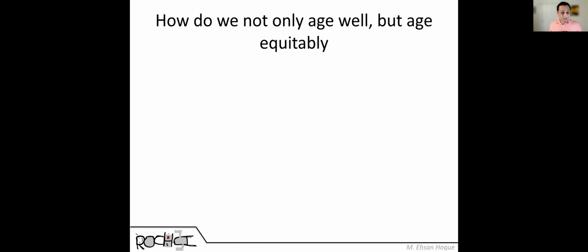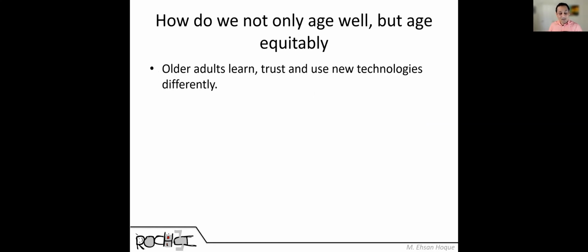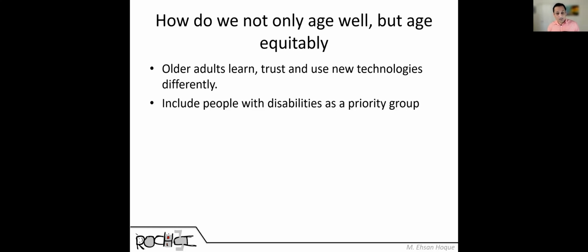I don't have an answer, but today in the context of computer science, I'll try to provide some intuitions for some of the research questions that I've outlined here. Older adults engage with technology very differently than anybody else, so there's an opportunity to think about how they do this. Also, if you want to include individuals with disabilities as a priority group, that can help with what we build as well.